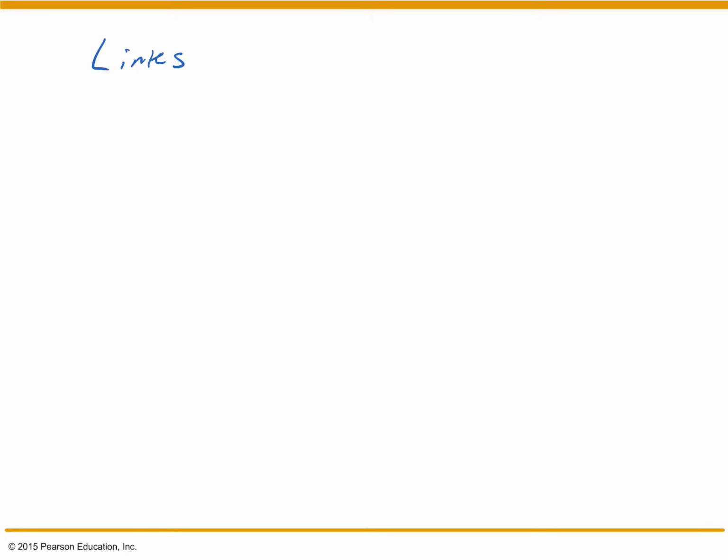The links are nothing more than the arrows from the consumed to the consumer. You can think about the arrow showing energy going from an herbivore to a carnivore, for example. That's a link. It just shows us the direction of energy flow.